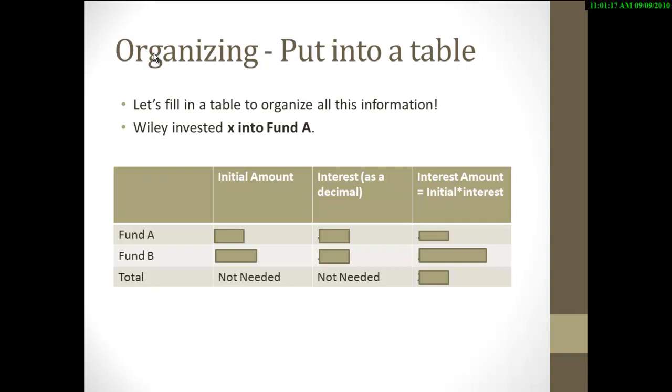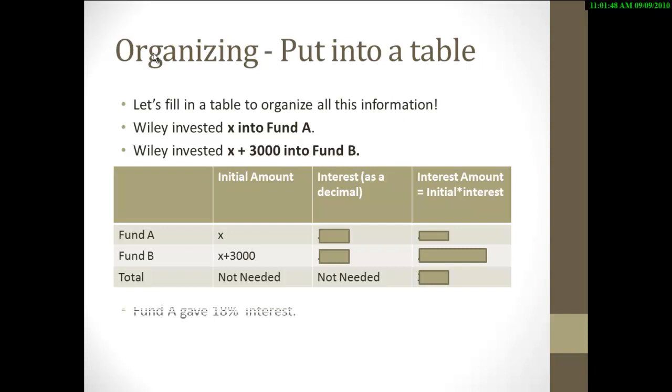We've got Willie invested X into Fund A. So all we need to do to start filling in our table is take X and put that in for the initial amount for Fund A. Alright. Willie invested X plus 3,000 into Fund B. So again, same story. We can just take that and put it in our table as well. Filling in the table initially is pretty easy after you've come up with the variables and variable expressions.